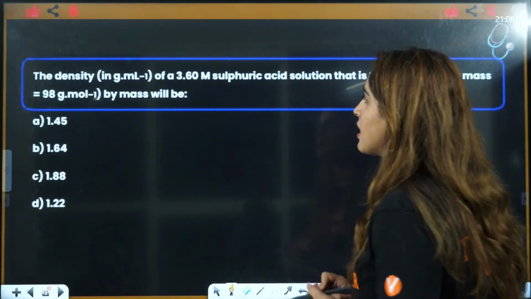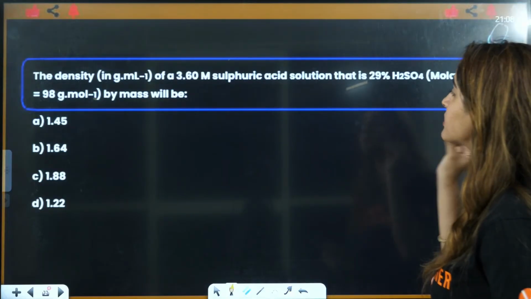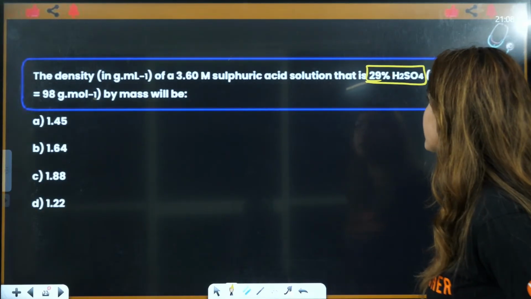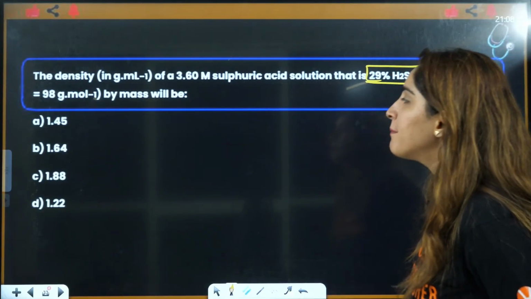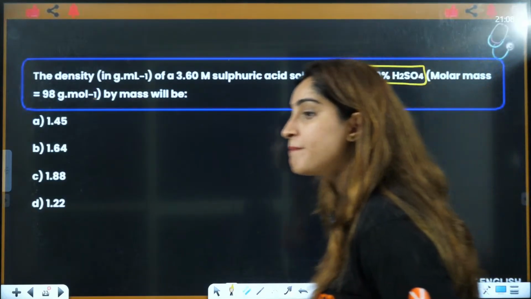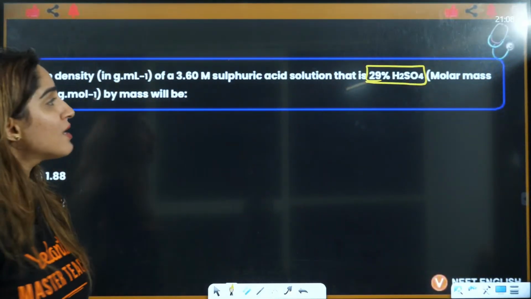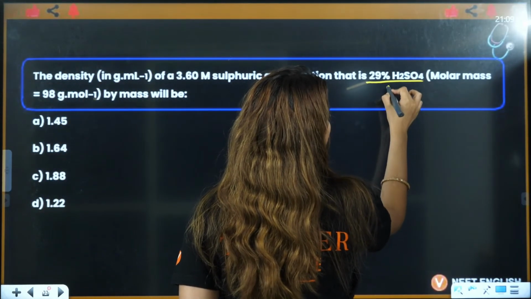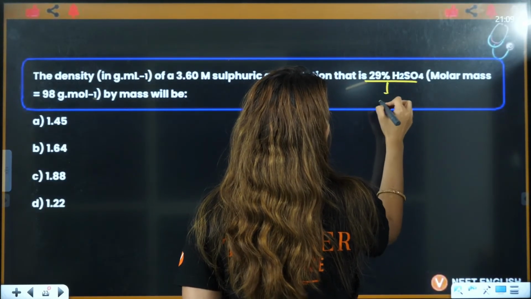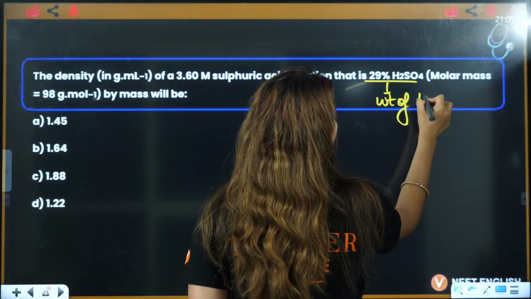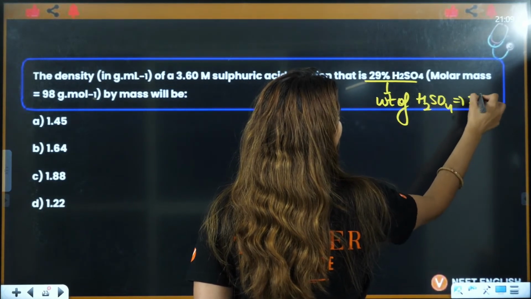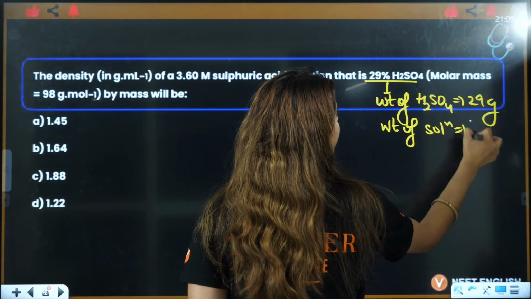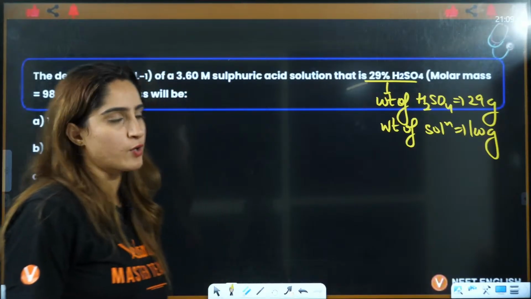Next question is the density of 3.6 molar sulfuric acid solution, that is 29% of H2SO4, right, by mass. Now what they have given you by mass, that means they have given you mass by mass percentage. Can I say that that means weight of H2SO4 is going to be 29 gram and weight of solution is going to be 100 grams. Firstly, let's decode this thing, okay?